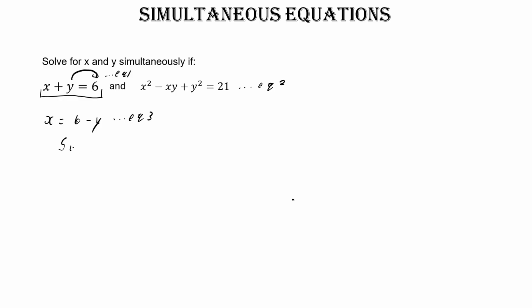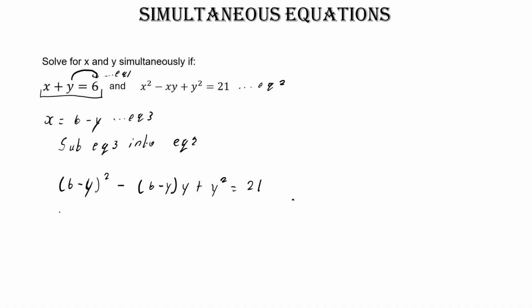Then we substitute equation 3 into equation 2. So that's going to be, wherever we see x, we substitute 6 minus y. So that's going to be what? 6 minus y all squared minus, into 6 minus y into y plus y squared is equal to 21.